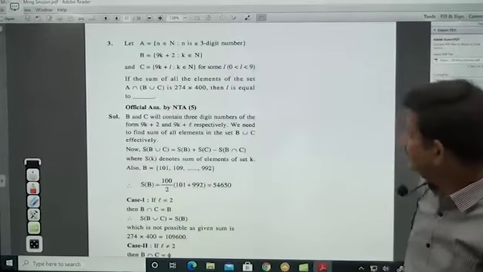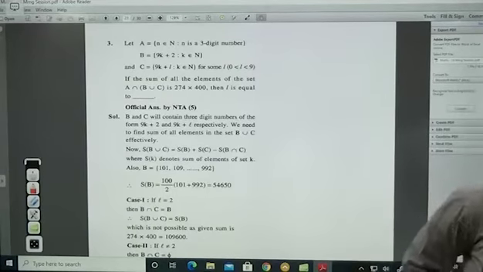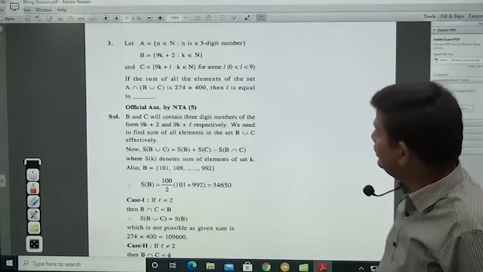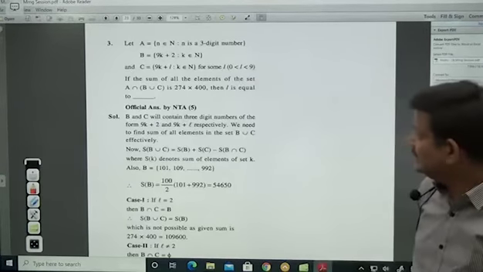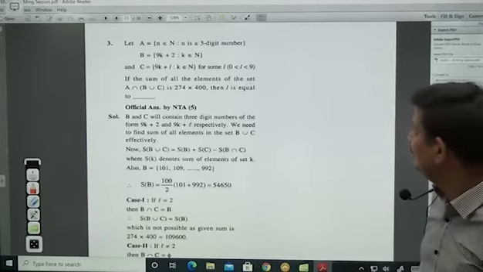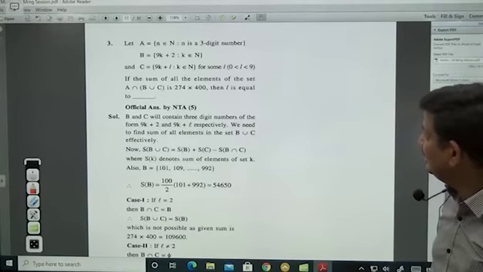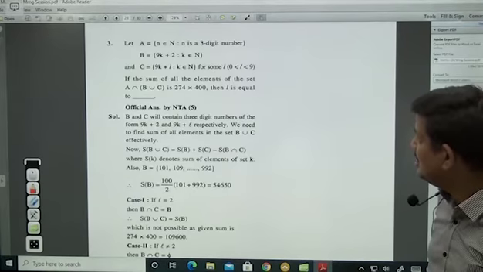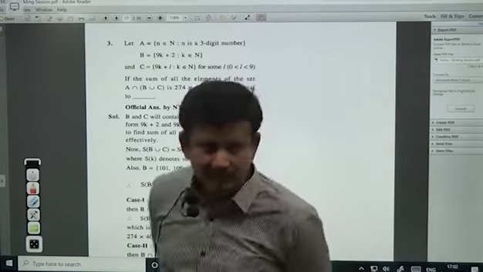Next question, what is it? Let A be the set of all 3-digit numbers, B is the set of all numbers of the form 9k plus 2, C is the set of all numbers of the form 9k plus L, L is some integer, okay, maybe an integer.